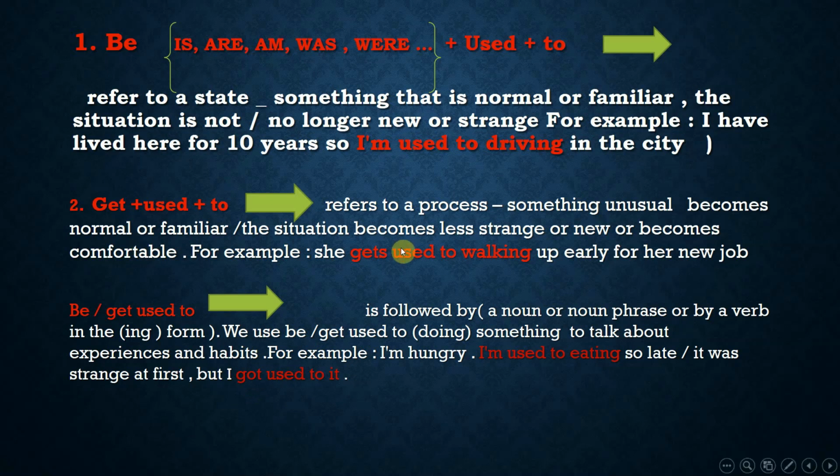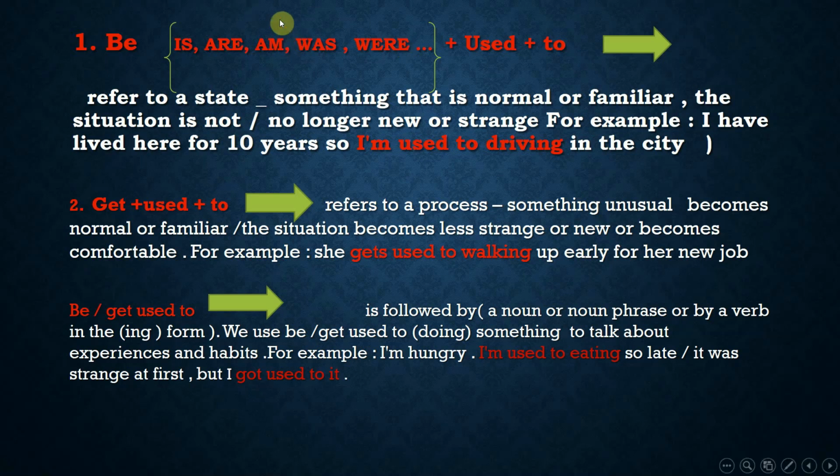So again نلخص القاعدة كمان مرة. عندنا two constructions. The first one is be plus used to. هاي ال be ممكن تكون عندنا بدلها is, are, am, was or were إلى آخره. وأنت is إذا كان قبلها subject singular مفرد، وأنت are إذا كان subject قبلها plural، وأنت am إذا كان subject I. هذول 3 cases بنحطهم بس بالpresent tense. Was or were in the past tense.